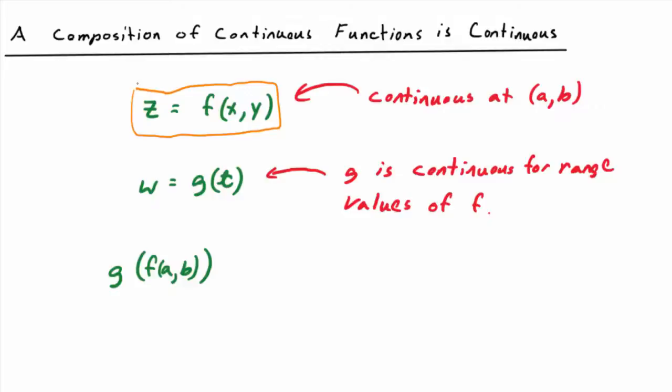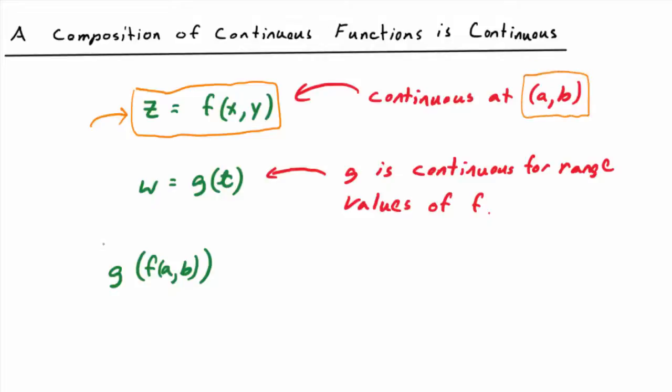Z is in R1, right? Z is a number, whereas xy is a point. So xy is mapping. What this function f does is it maps a point like xy to a number like z, doesn't it? So let's suppose that f of xy is continuous at the point AB.